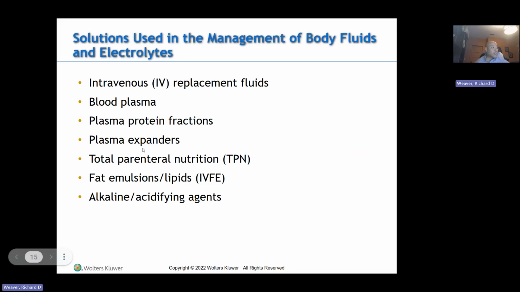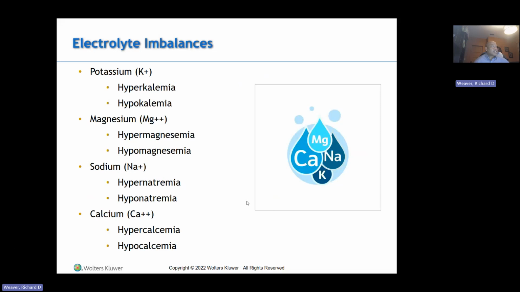Those are the weeds I'm trying not to get too involved in because it takes much longer. Now, as far as electrolyte imbalances, this is what I was explaining to you earlier as far as the learning outcomes. So you have potassium, magnesium, sodium, and calcium, high or low. The hyper is high and the hypo is low. And the key here is to know how it affects different systems. I would probably focus more on what happens neurologically, pulmonary, and cardiac. Even though GI and musculoskeletal is important here, I would focus on those systems mostly.